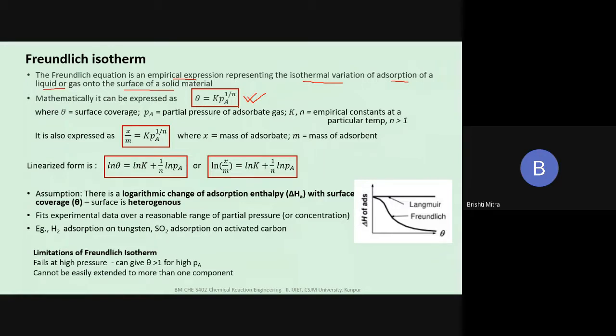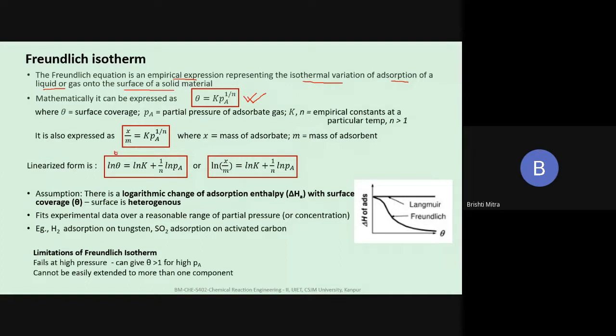So when you want to write it in the form of a straight line, because there's an exponential term, you cannot directly write it as a straight line unless we take the logarithm of this. So we take an ln for the left hand side and right hand side. And what do I get? Ln theta is equal to ln k plus 1 by n ln pa. So this essentially now becomes a straight line equation.